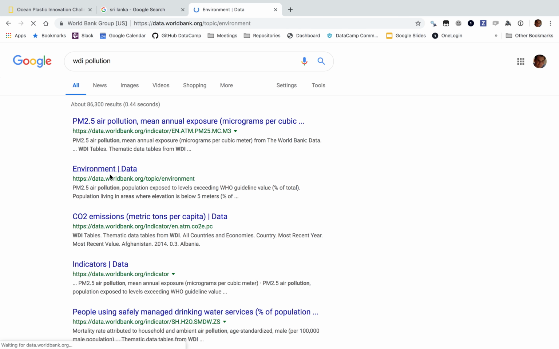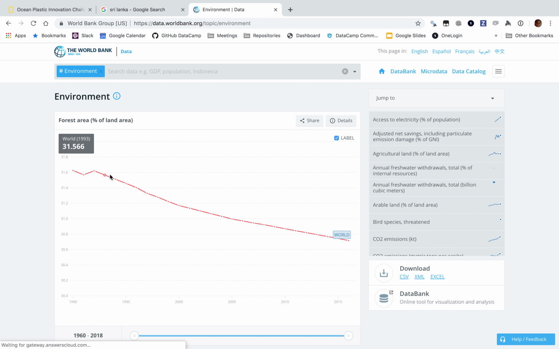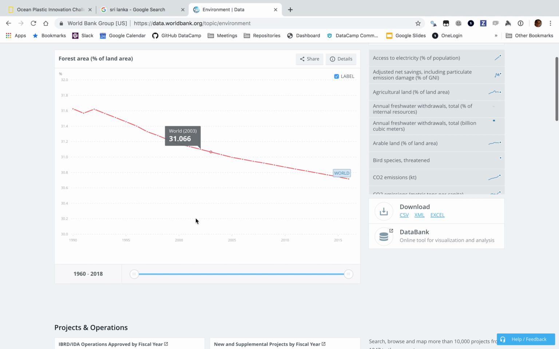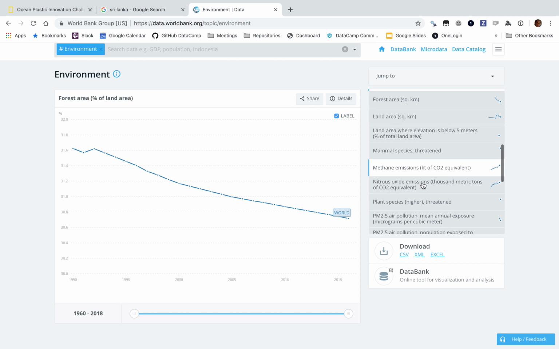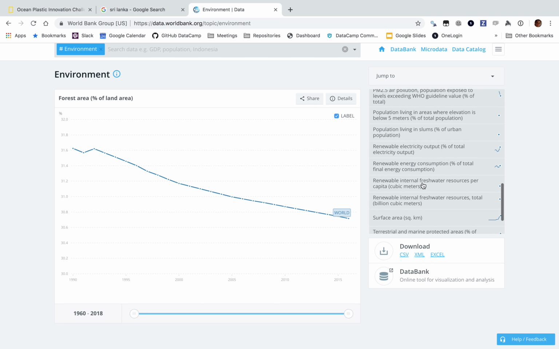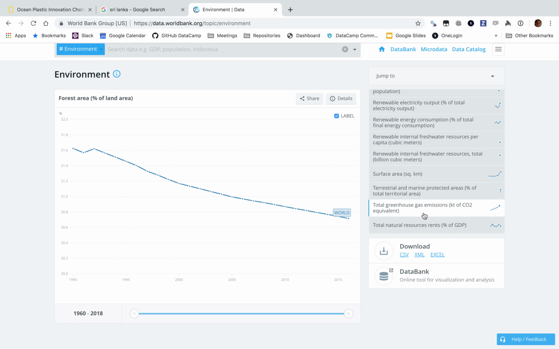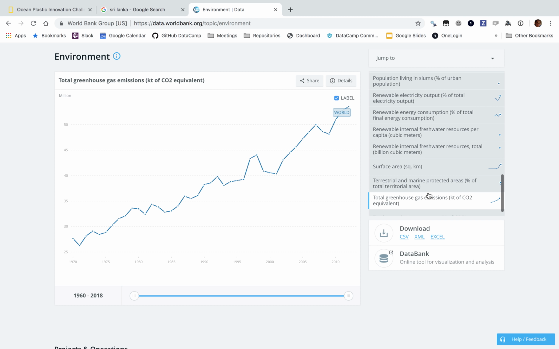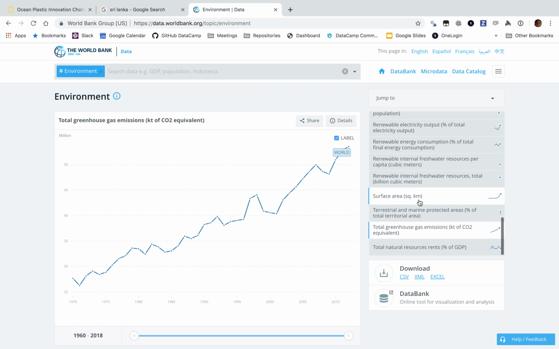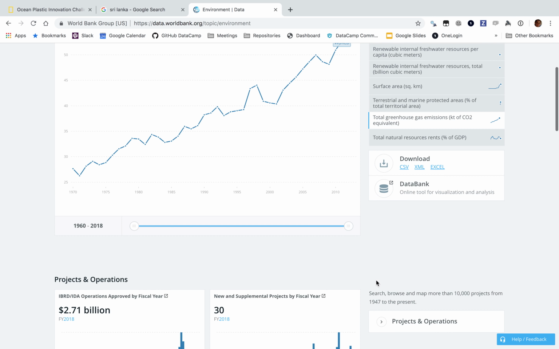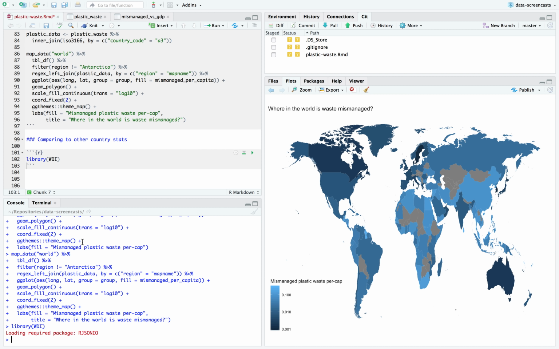One thing I'm interested then in is what other environment variables can we get from WDI? Let me see. Wow, lots of things. Greenhouse gas emissions. That's certainly like a generally relevant and important one. I wonder if I did WDI search.